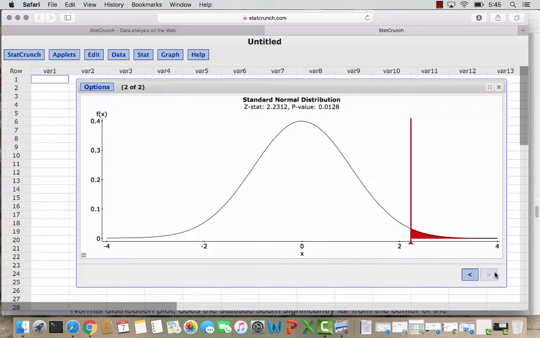So if we arrow to the right, we can actually see here's the normal distribution. So assuming that the graph were centered at 1900, we would be more than 2 standard deviations away with a sample mean of $2,017 rent per month. So the p-value here is 0.0128.